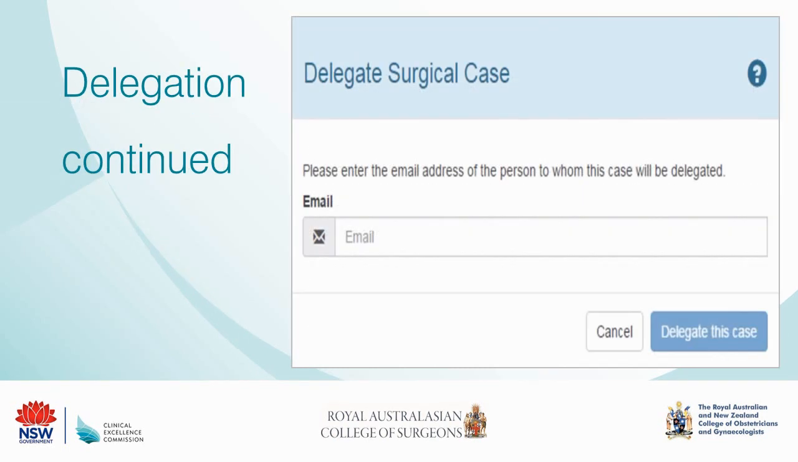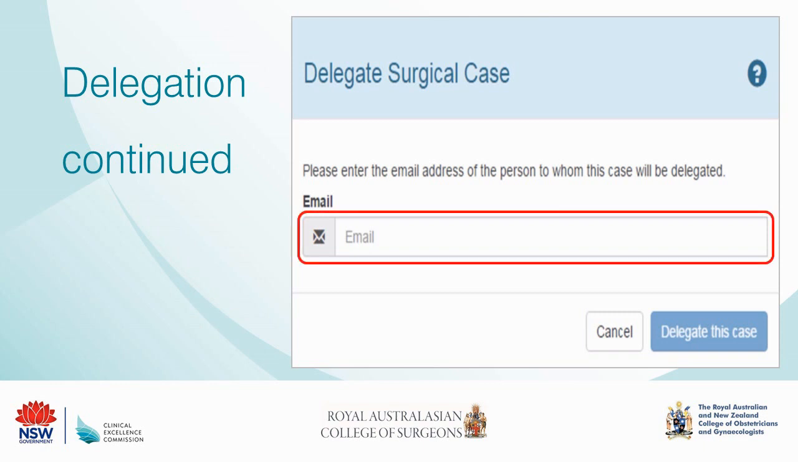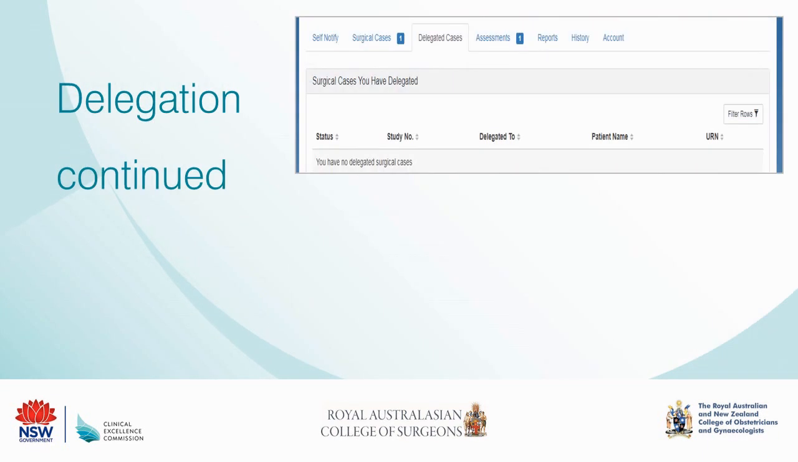If your delegate is already registered with CHASM, they will then receive an email prompting them to complete the surgical case form. If your delegate has not previously registered with CHASM, you will be asked to confirm your delegate's email address by entering it twice to ensure that it goes to the correct person. When the delegate returns the surgical case form to you, the status will change to green, Delegate Case Complete.